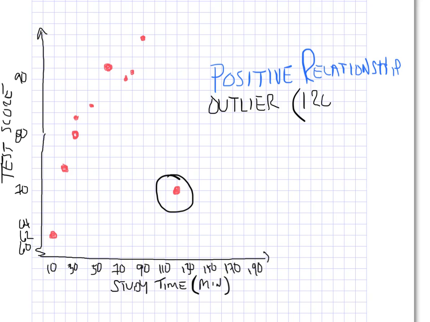So the student that studied for 2 hours, 120 minutes, only got a 70, doesn't really seem to fit, studying that much and only getting a 70. So chances are we're going to throw that one out and not be considering it. And once you remove that one, then the positive relationship is even more noticeable.